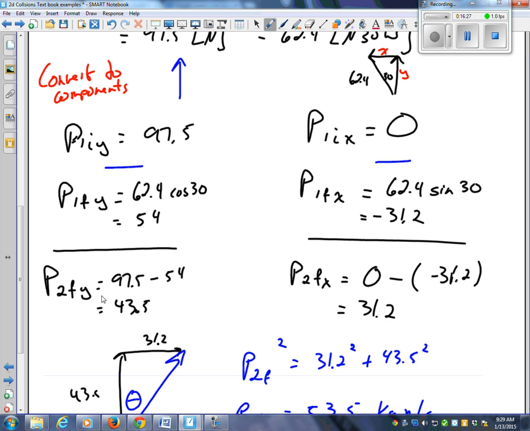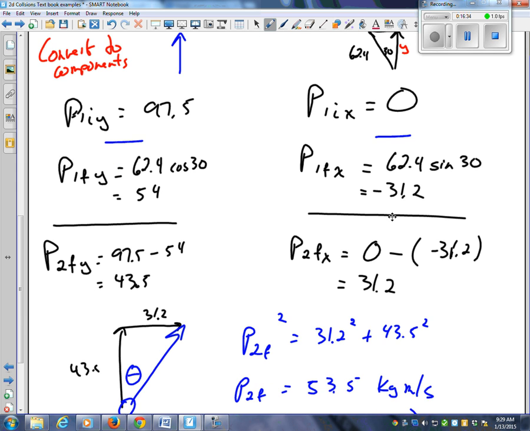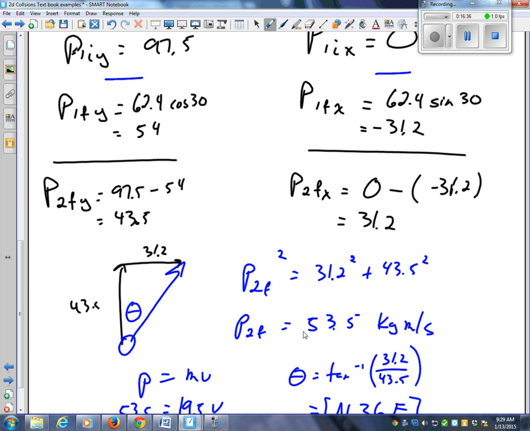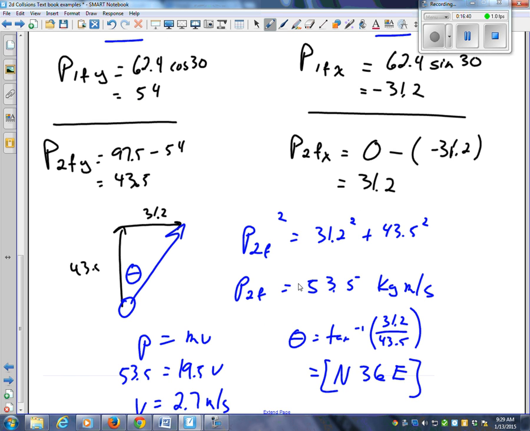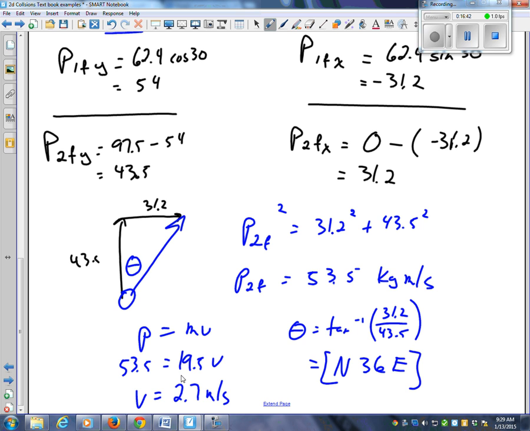These are my x and y components of the rock 2 after the collision. And then I convert those y and x components into a single vector by Pythagoras. And then I divide by the mass to find the velocity. And then I find my angle. Easy as pie.